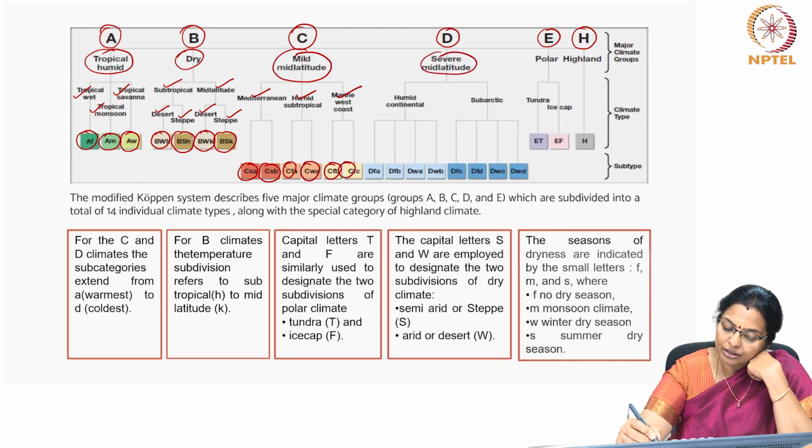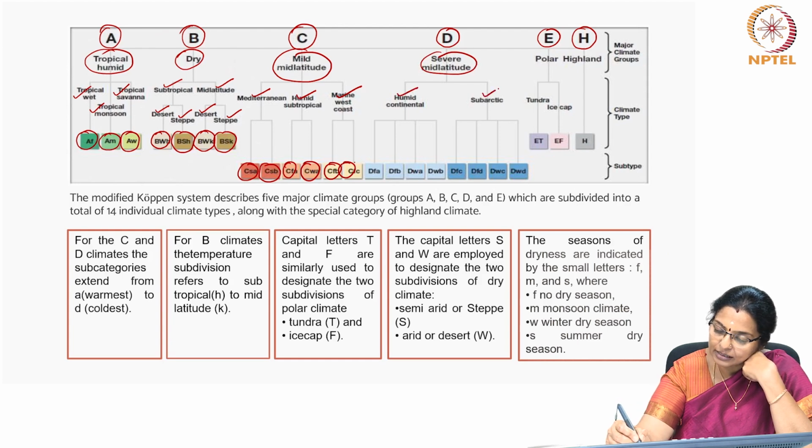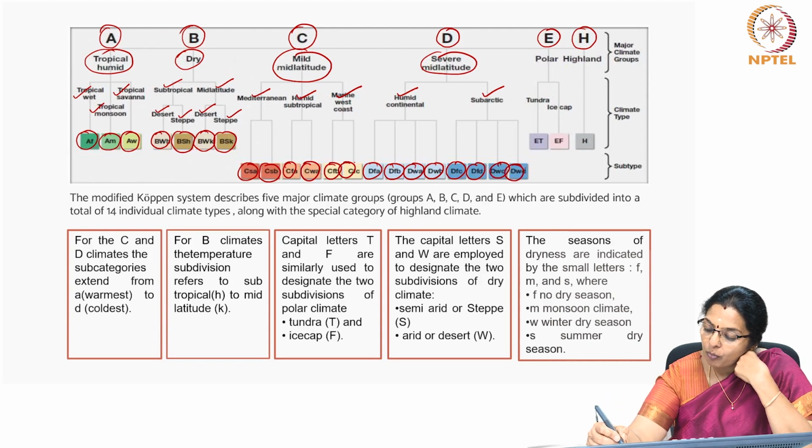Severe mid-latitude is further classified into humid continental and subarctic, both with 4 plus 4, 8 classifications. Polar is classified as tundra and ice cap, and highland is only highland.